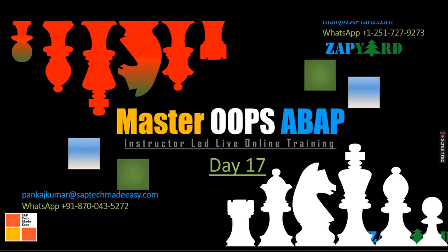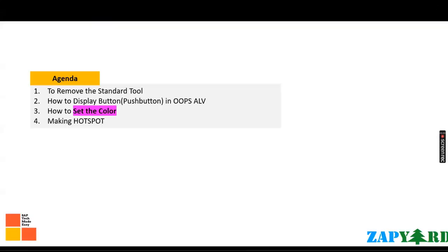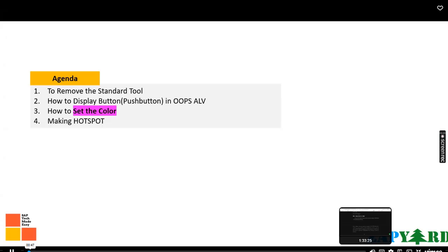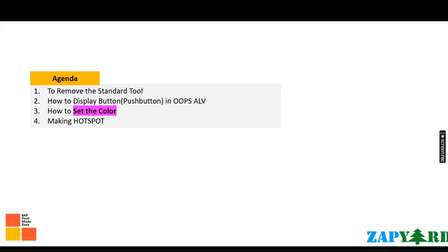Object-oriented ALV using the normal classes like CL_GUI_ALV_GRID, CL_GUI_CUSTOM_CONTAINER, etc. So the agenda for today's session is how we can remove some of the standard toolbar which is displaying on the output of ALV. I will show you what I mean from the standard tool. How to display the push button on the cell in OOPS ALV, and how to set the color, and how we can make the hotspot on the cell.